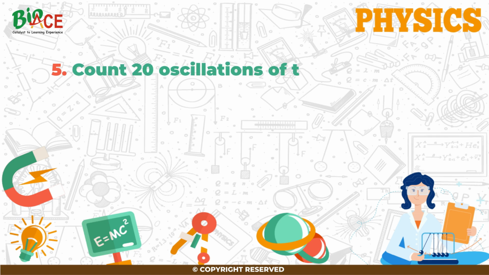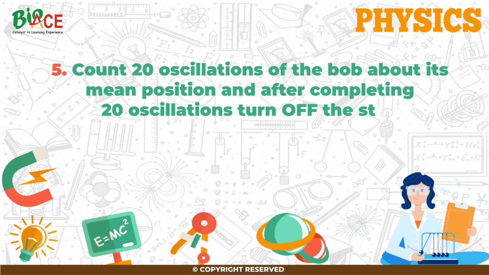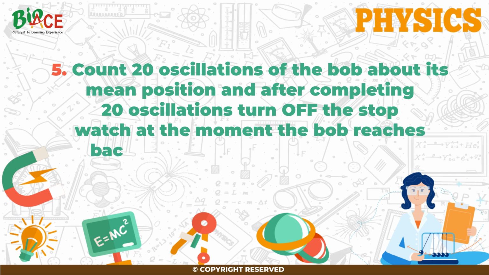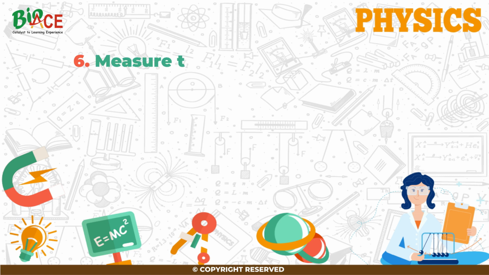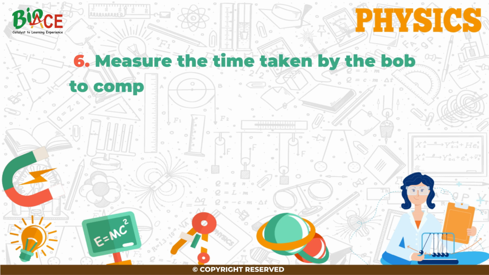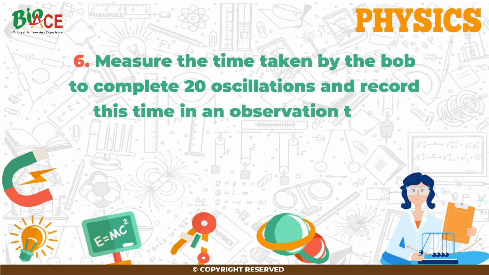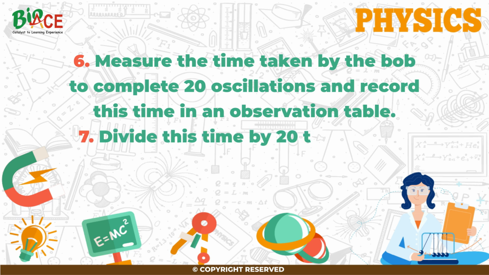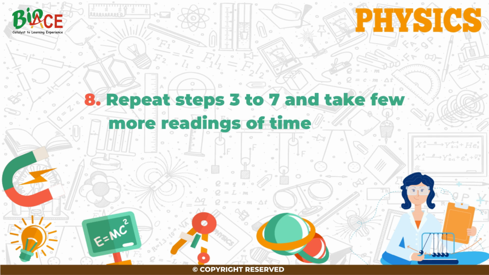5. Count 20 oscillations of the bob about its mean position and after completing 20 oscillations turn off the stopwatch at the moment the bob reaches back to the same extreme position from where you released it. 6. Measure the time taken by the bob to complete 20 oscillations and record this time in an observation table. 7. Divide this time by 20 to calculate the time period of the given pendulum. 8. Repeat steps 3 to 7 and take a few more readings of time period.